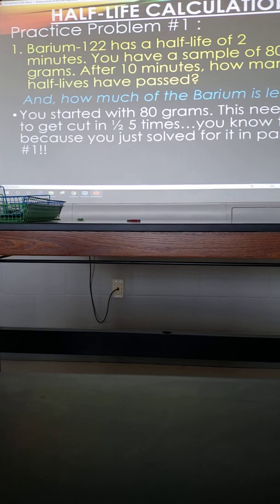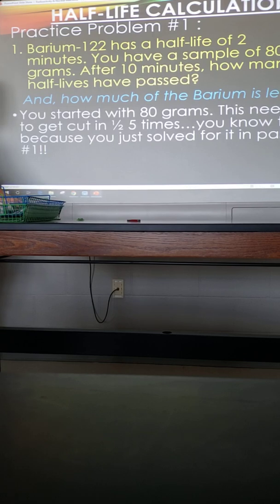So this means you need to cut in half 5 times, because you take 80 and divide it in half. Then you take that number and divide it in half. And you have to do that a total of 5 times. You have to do 5 divisions if it went through 5 half-lives.